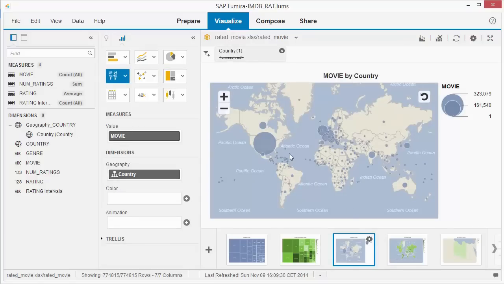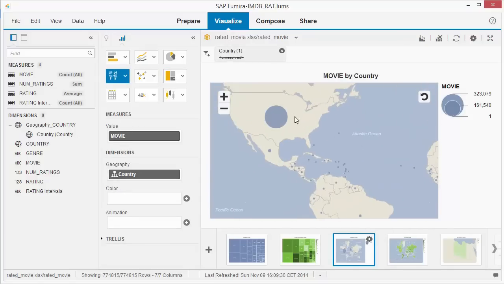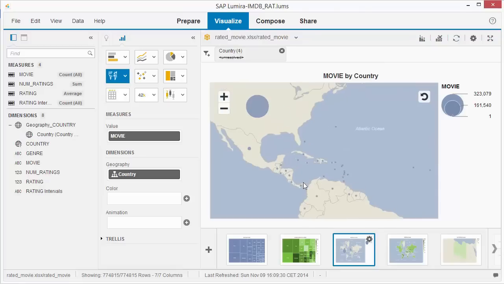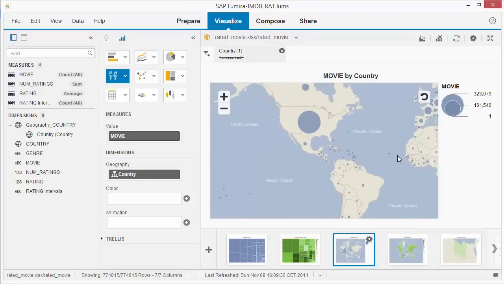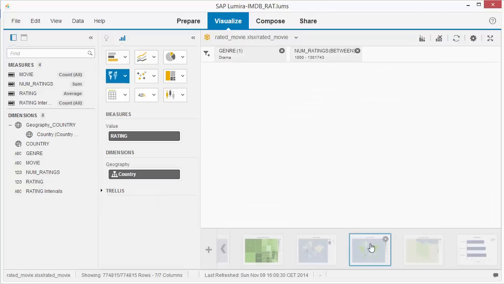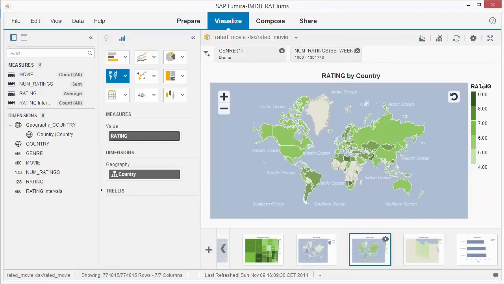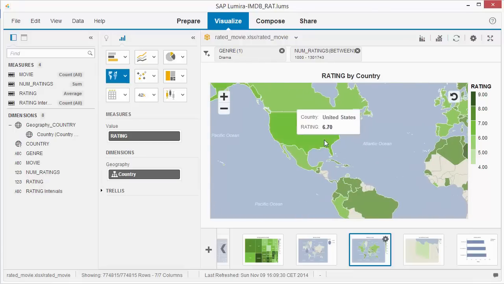Next, he has a look at the quantity of movies per country. He sees that the United States produces most of the movies, but also countries like Belize or Guatemala still produce some movies in his database. Now he has a look at the average rating per country for the genre drama. He sees, for example, that the US has an average rating of 6.7 for the genre drama, while Mexico even is better with 6.88, and Panama even is better with 7.1.